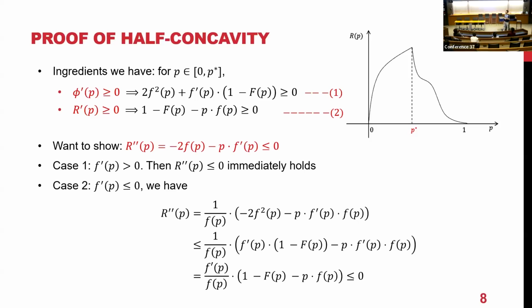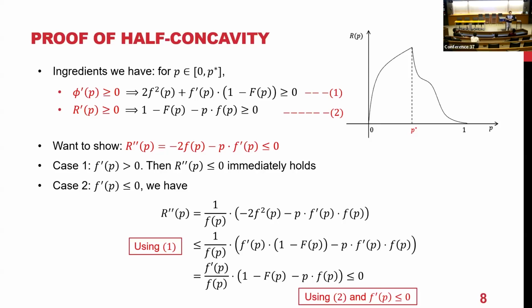The second case requires some calculations. It's the case that the value of f prime p is lower than 0. And in this case, we just need to write down the definition of r double prime p and then apply the first ingredient, to replace the term 2 times f squared of p by f prime p times 1 minus capital F of p. And then we use the second inequality together with the assumption that f prime p is bounded by 0 to show that the last expression is bounded by 0. So this is actually the proof.